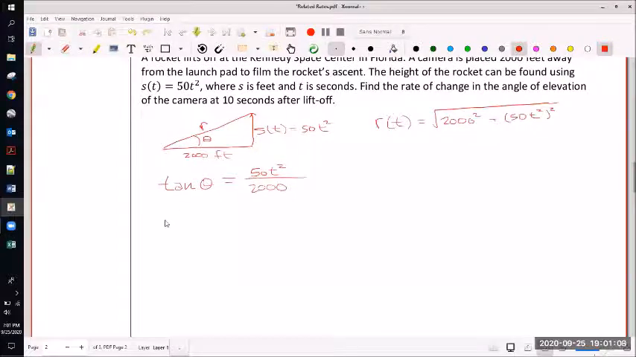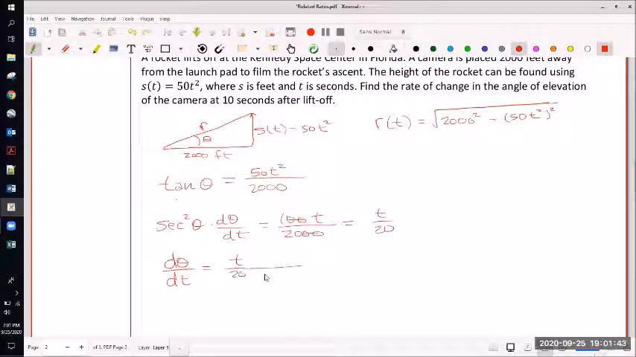We can now differentiate this with respect to time. We'll use the chain rule here. We'll get the secant squared of theta, and then we multiply that by d theta dt. On the right-hand side, we get 100t over 2,000. Cancel some of these out, so we get t over 20. We want to solve for d theta dt, the rate of change of the angle of elevation. This is going to be t over 20 divided by the secant squared, but 1 over the secant squared is equal to the cosine squared, so we'll say t over 20 times the cosine squared of theta.